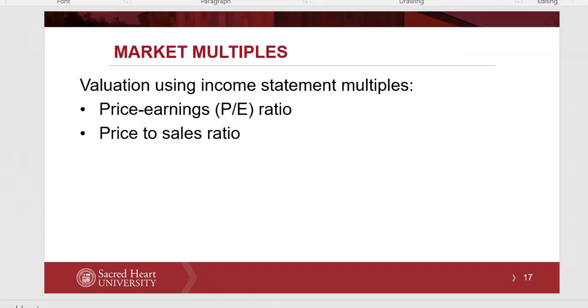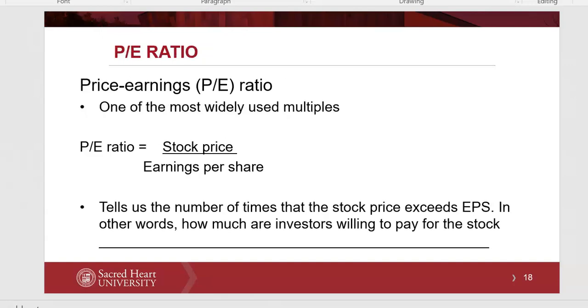Okay, so let's start with the first two that are based on income statement information, the PE ratio and the price to sales ratio. Let's start with the PE ratio. The PE ratio is probably the most widely used multiple. I'm sure you've heard the term PE metric. It's very common, so you'll see it in a lot of news articles because a lot of investors are familiar with PE ratios, at least in some general ballpark range.